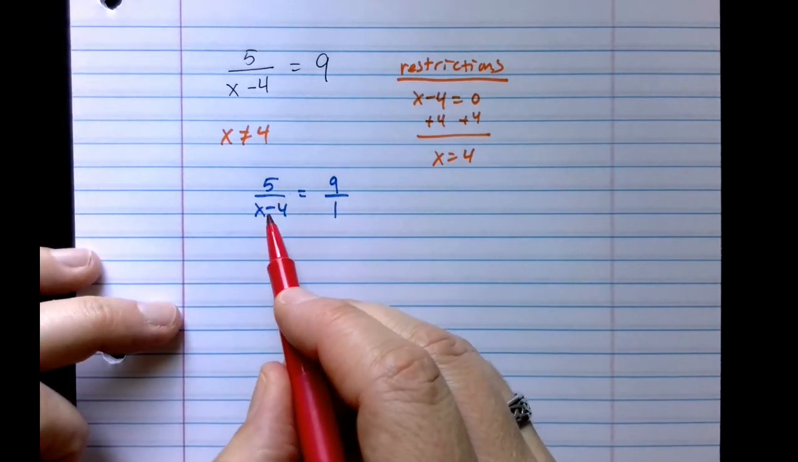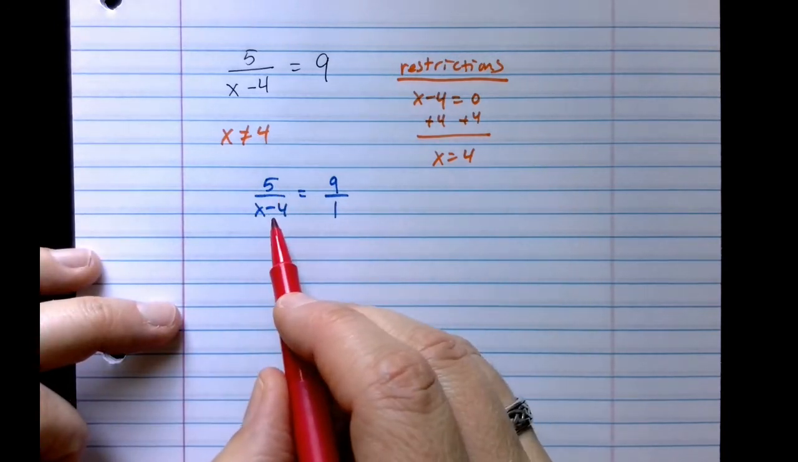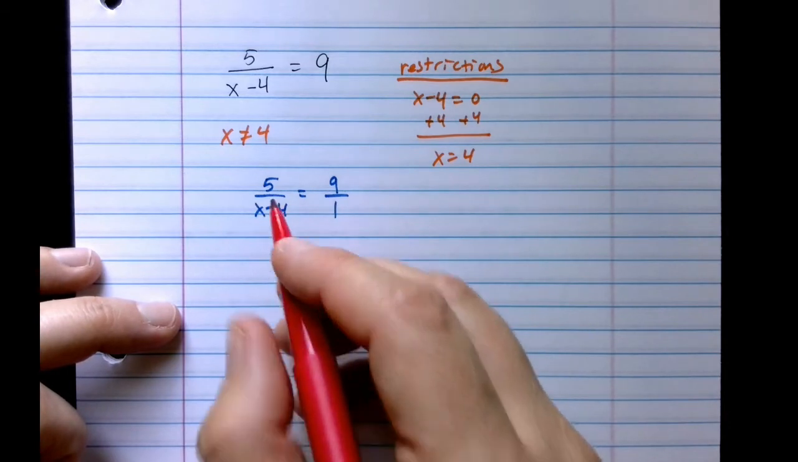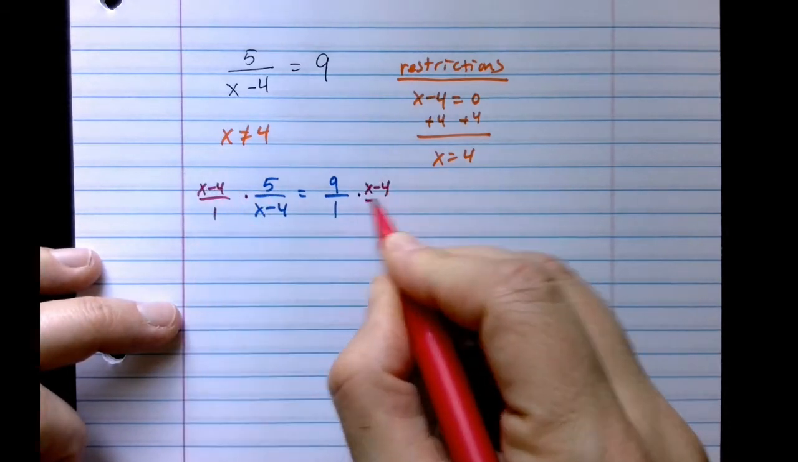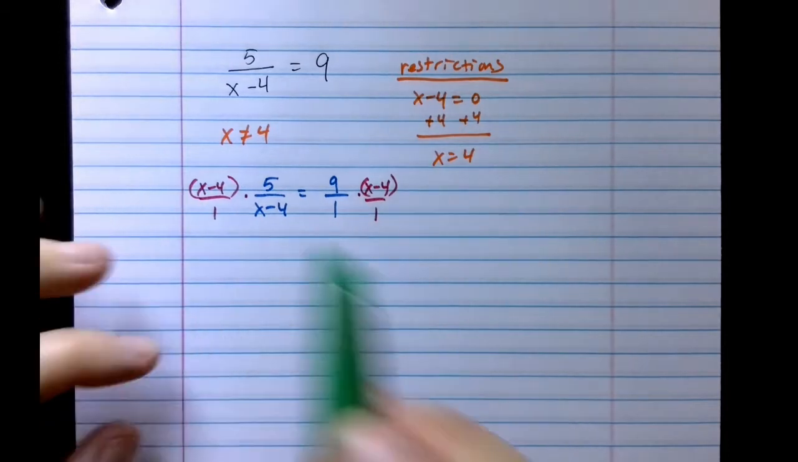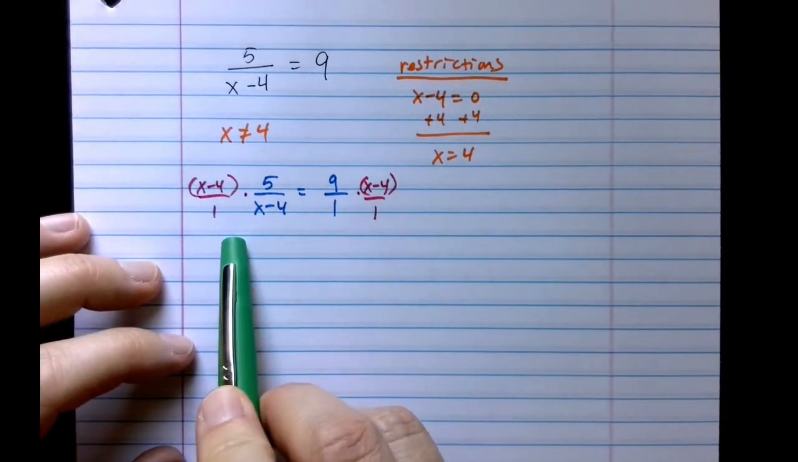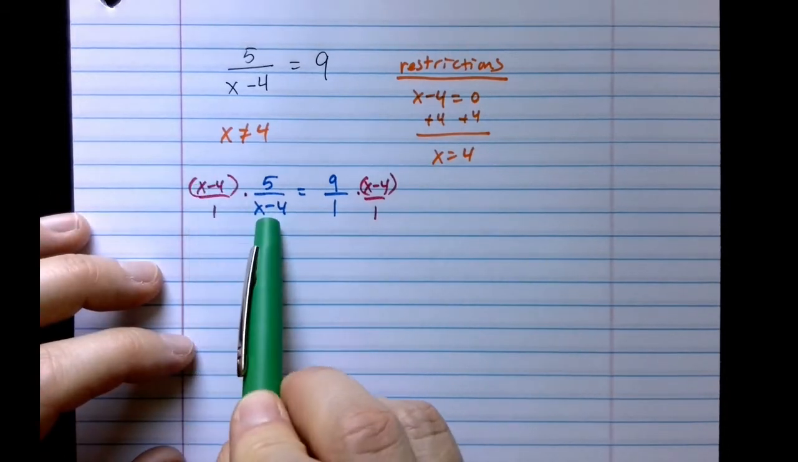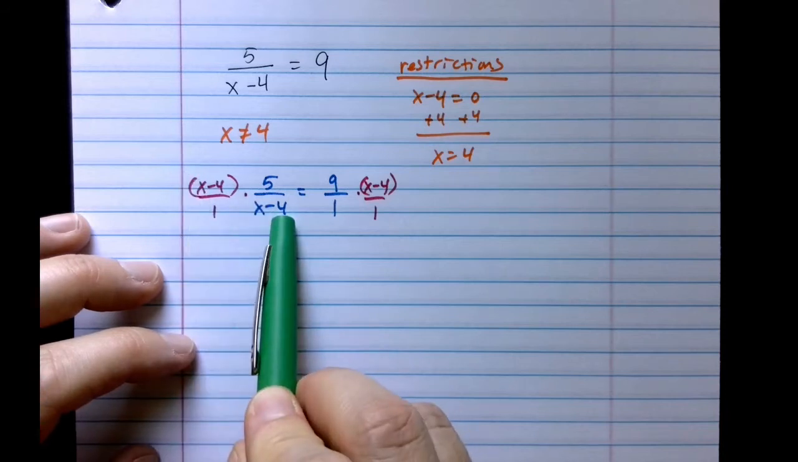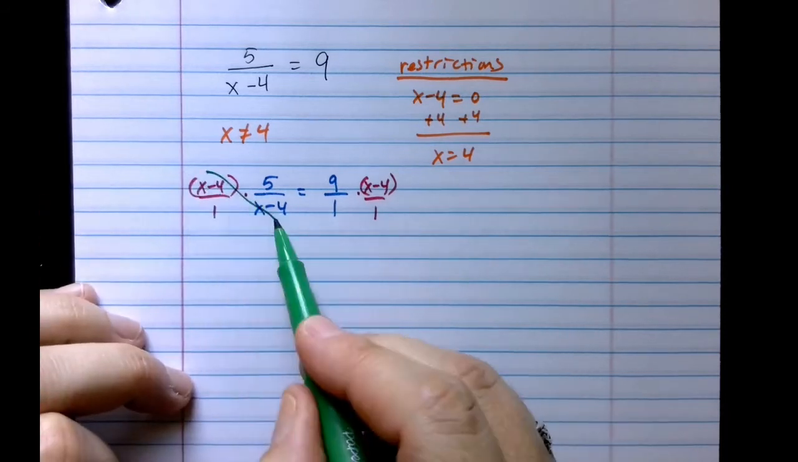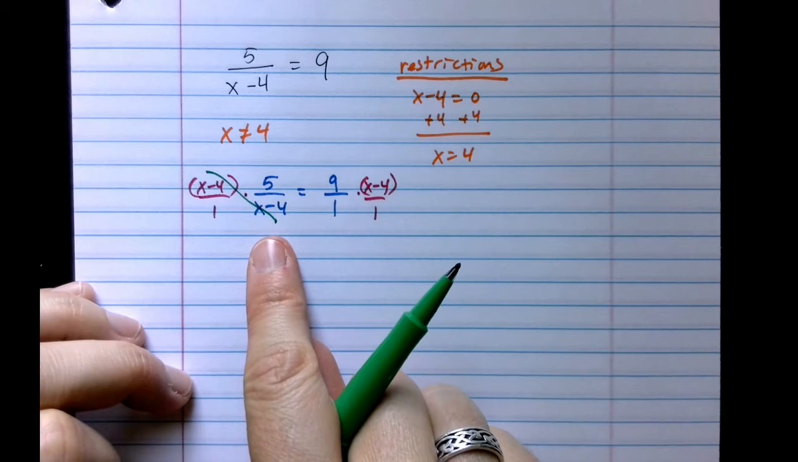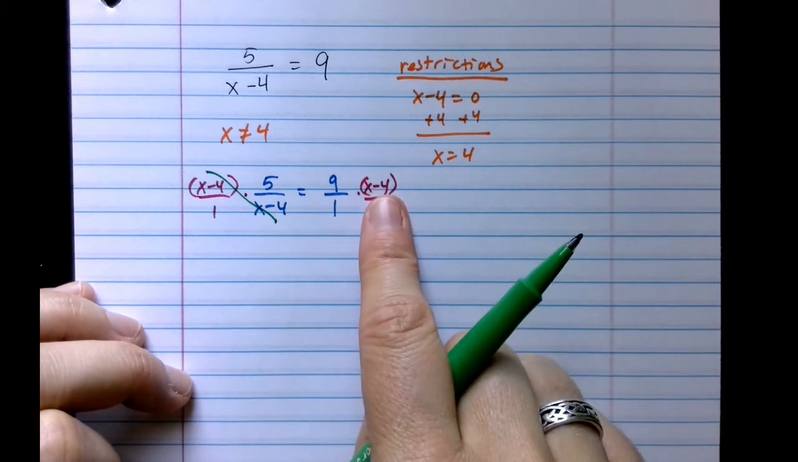Now, 5 is being divided by x minus 4, so I'm going to multiply by x minus 4 on both sides. Now remember, the reason we did that is because these two quantities, x minus 4, will simplify, not cancel, to 1. And then we can isolate the left side and move the variables to the right side to solve.